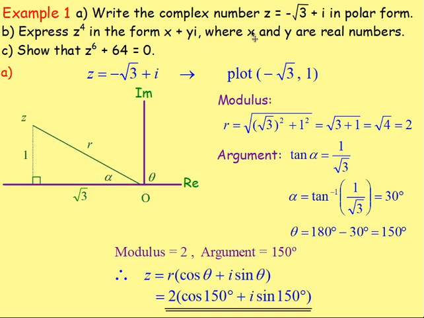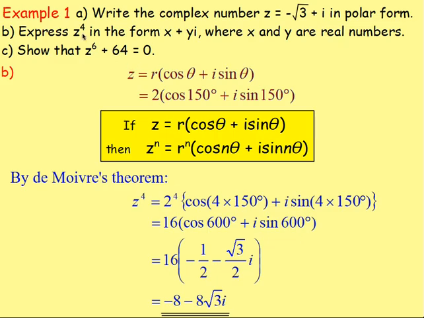So for example, with this one here, well, this is just what we were doing previously. We had to write z equal negative root 3 plus i in polar form. To do that once again, you would be plotting that point. You get the length of the modulus, the size of the argument. Once you've done that though, if you want to work out your z to the power of 4, well, what you would do is you would take the modulus, have that to the power of 4, so it's a 2 to the power of 4, which works out to be 16, and with the argument you multiply that by 4, so 150 times 4 would give you 600.